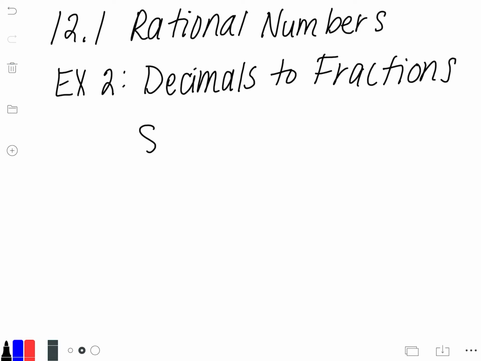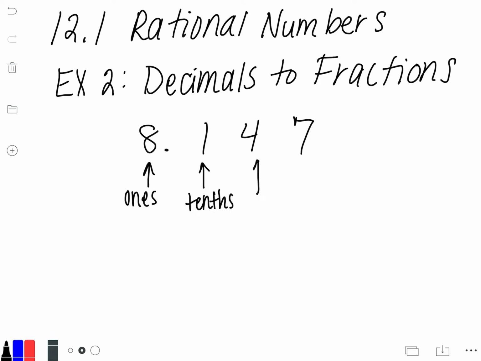Let's say we have the number 8.147, and obviously you would write your numbers closer together, but I'm going to add some things in here. This 8, this is in the ones place. This should be review. Your 1 here is in the tenths place. The 4 is in the hundredths place. And your 7 is in the thousandths place.